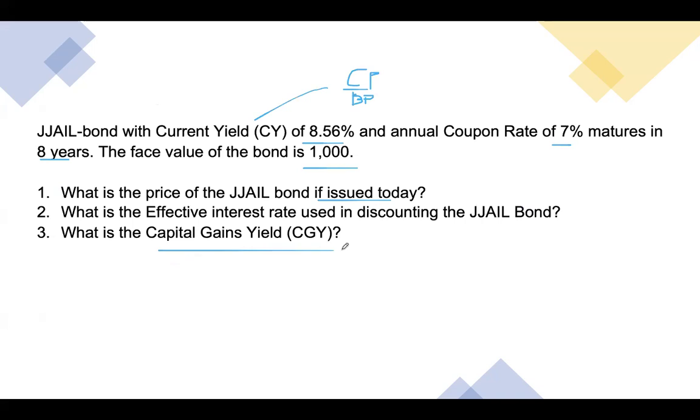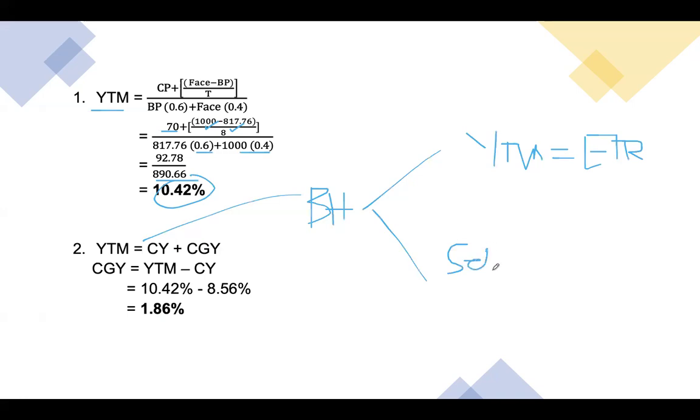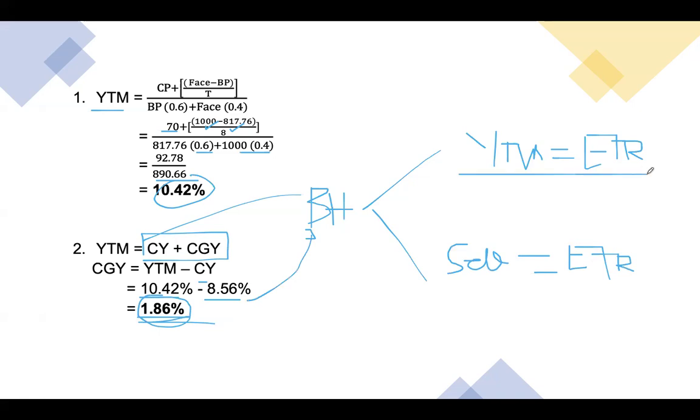And what is the capital gains yield? So assuming that the bondholder does not intend to sell the bond until it matures, the YTM is the same as expected total return. But if the bondholder will sell the bond, you have to use the expected total return formula, which is again current yield plus capital gains yield. So YTM is 10.42, current yield is given 8.56, so the capital gains yield is 1.86. And the intention of the bondholder is to hold the bond until it matures.